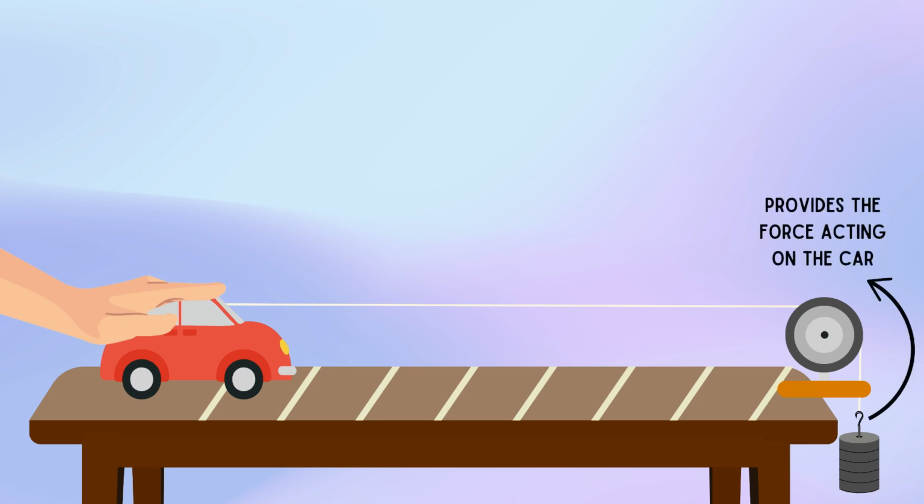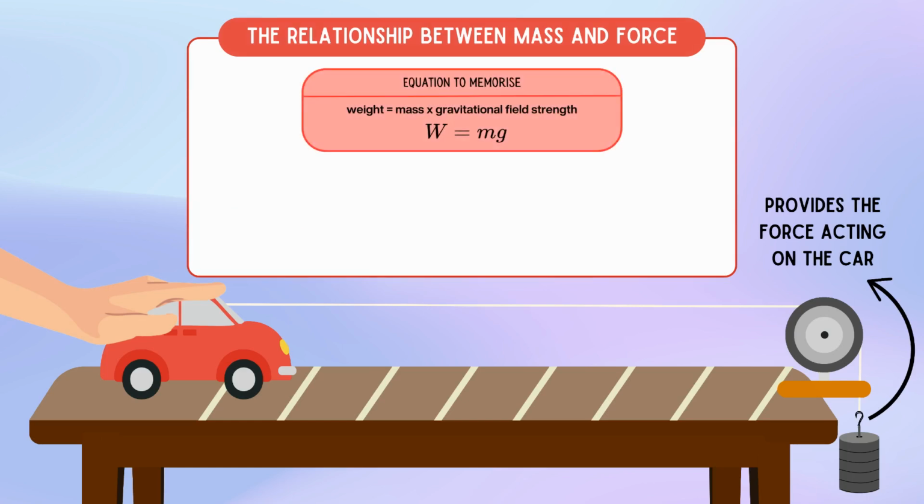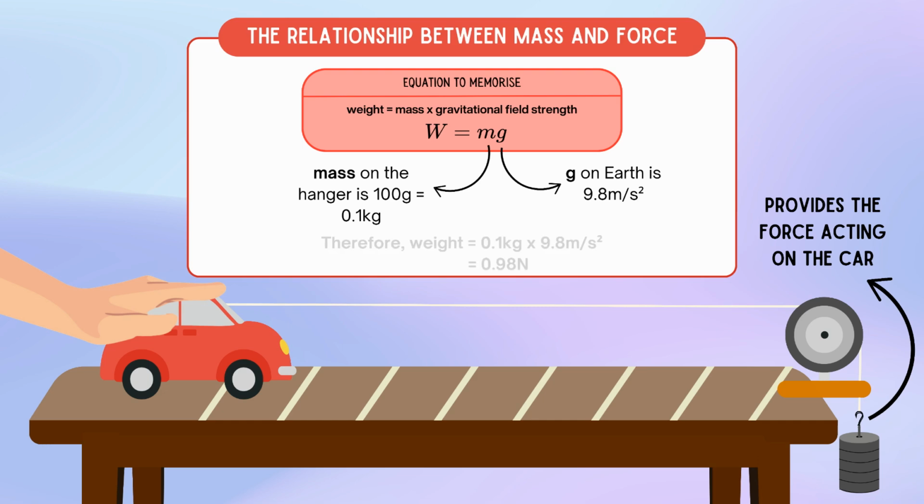The role of the mass on the end of the hanger is to provide the force which will be acting on the toy car. But how do we get from a mass on the end of a hanger to force? Well, we know that weight equals mass times gravitational acceleration. Since the gravitational acceleration on Earth is 9.8 meters per second squared, and the mass on the hanger is 100 grams, which is 0.1 kilograms, then we can calculate the weight by doing 0.1 kilograms multiplied by 9.8 to find that a 100-gram mass will have a weight of 0.98 newtons.